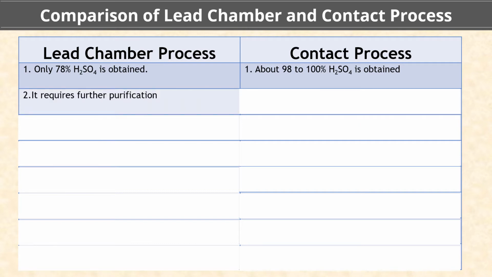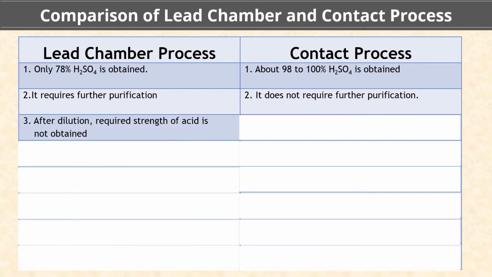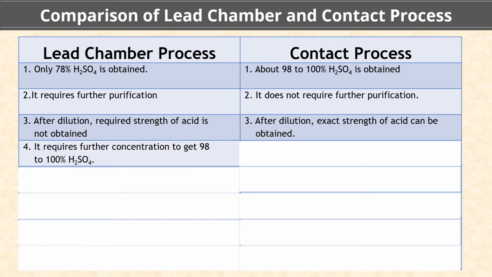Lead chamber process requires further purification of H2SO4. Contact process does not require further purification of H2SO4. In lead chamber process, after dilution, the required strength of acid is not obtained. In contact process, after dilution, exact strength of acid can be obtained. Lead chamber process requires further concentration to get 98 to 100% H2SO4. Contact process does not require further concentration.